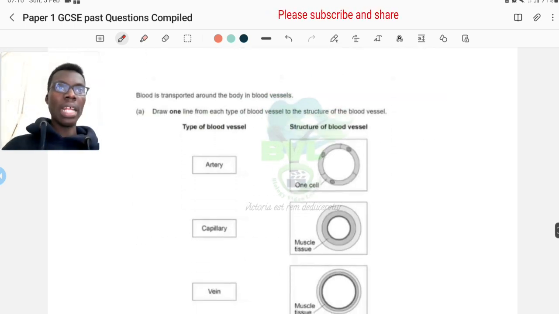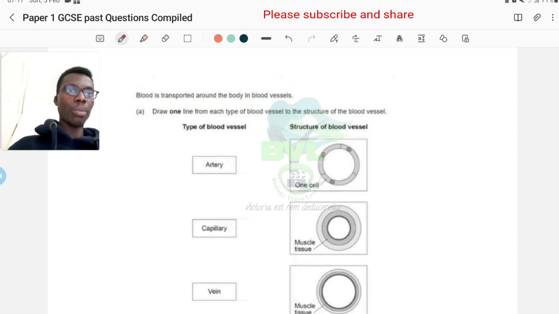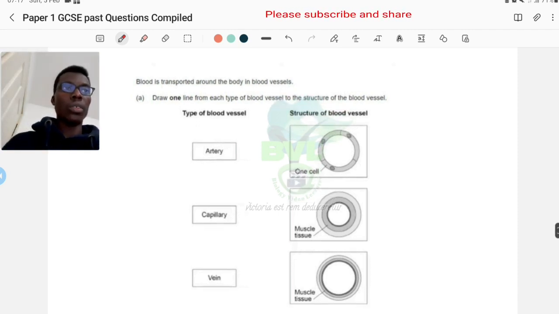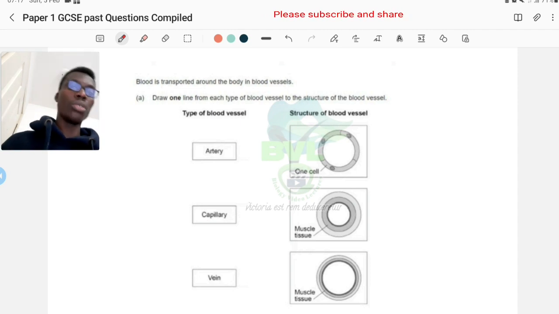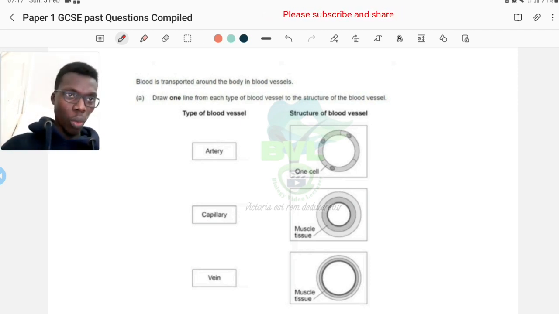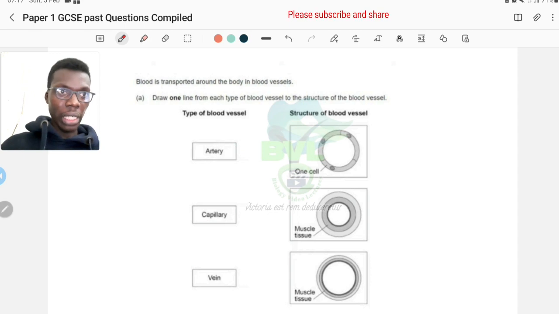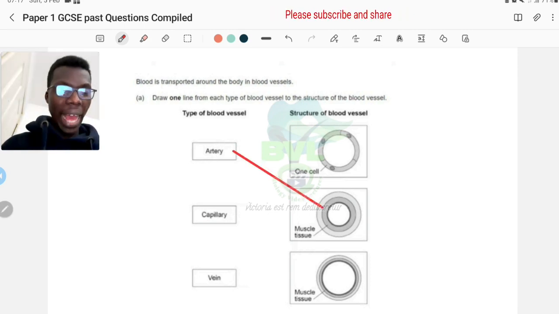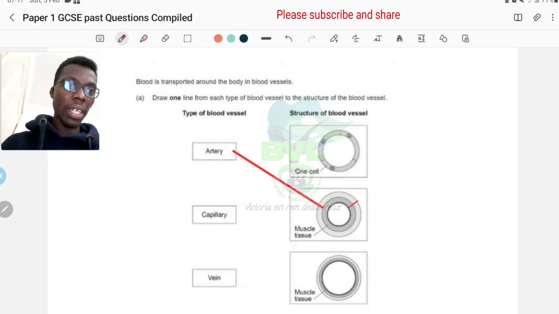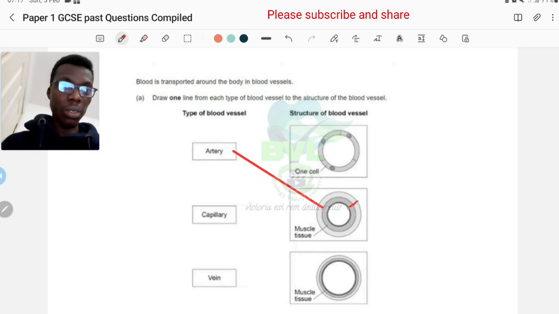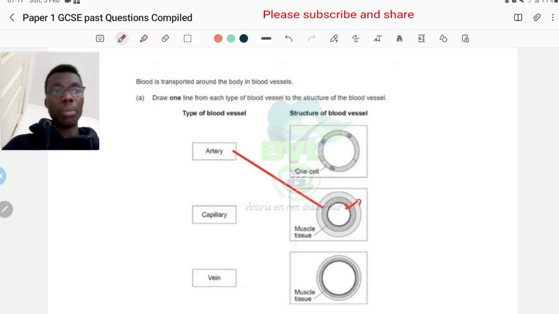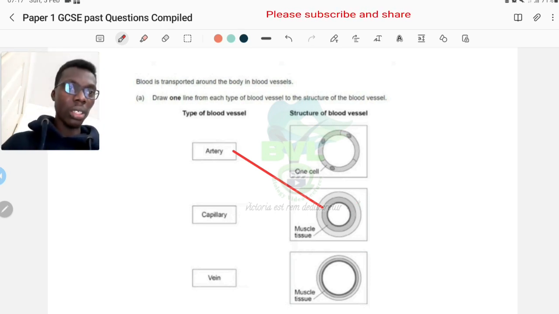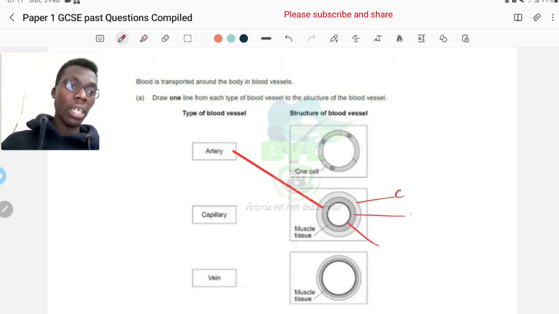Blood is transported around the body in blood vessels. Draw one line from each type of blood vessel to the structure of the blood vessels. So type of blood vessel, you draw the line. So the one that is artery is this. Why? Because it has a very thick wall. This is endothelium inside. It has elastic fiber. So this is collagen fiber, elastic fiber, endothelium.